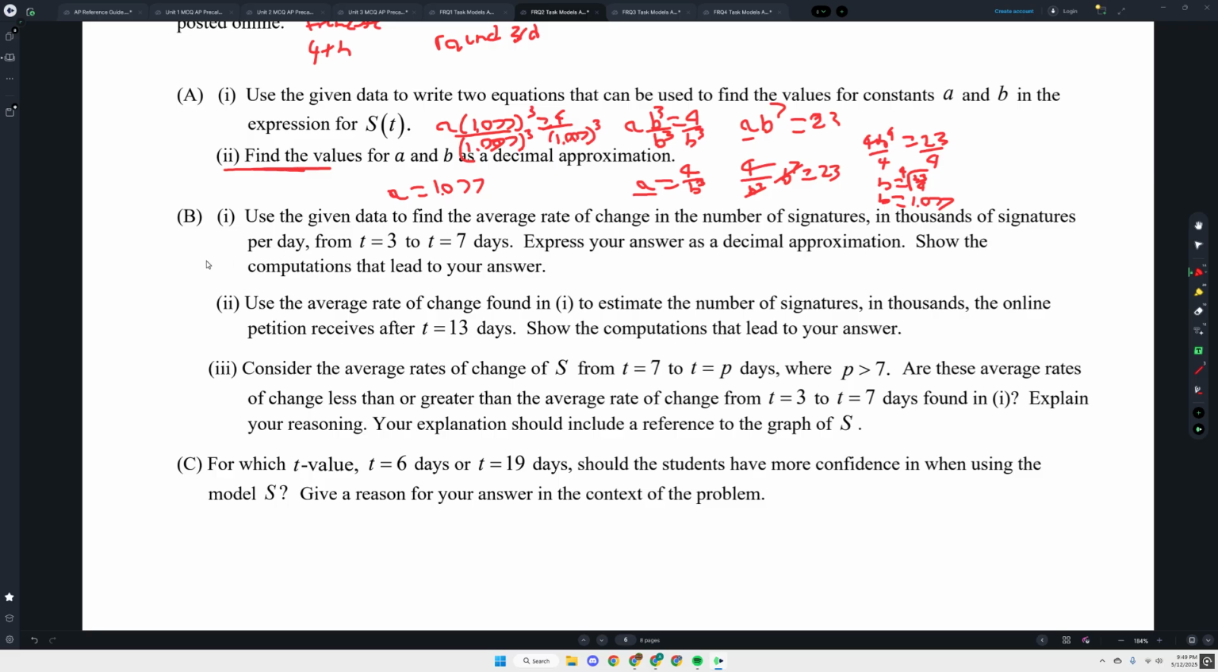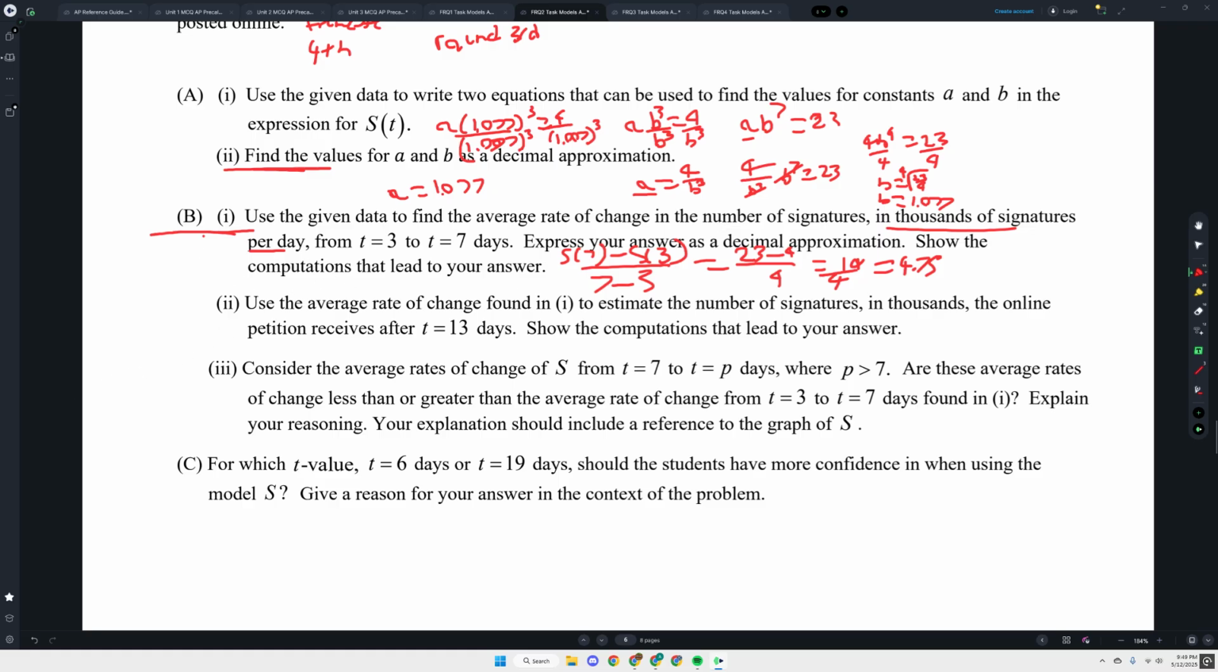Alright. Okay. B of I. For this, we would do S of 7 minus S of 3 over 7 minus 3, and then use the values from the original. So 23 minus 4 divided by 4 is equal to 19 divided by 4, which is equal to 4.75 thousands of signatures per day. Does that make sense for B of I?